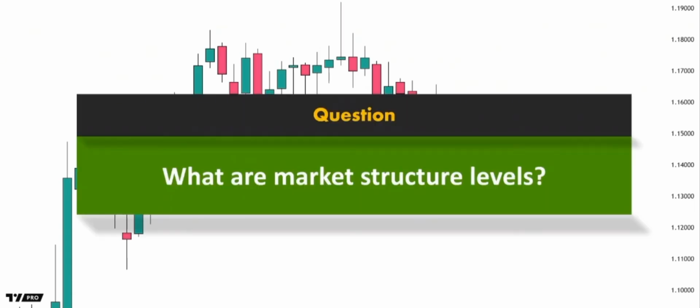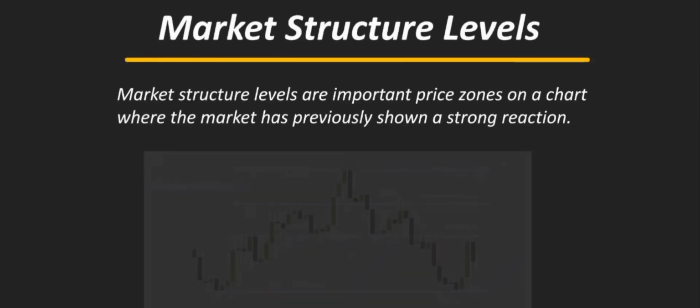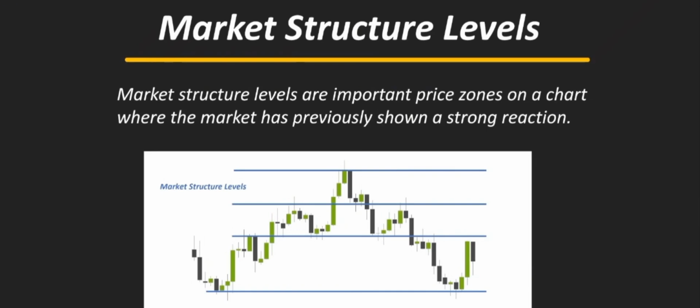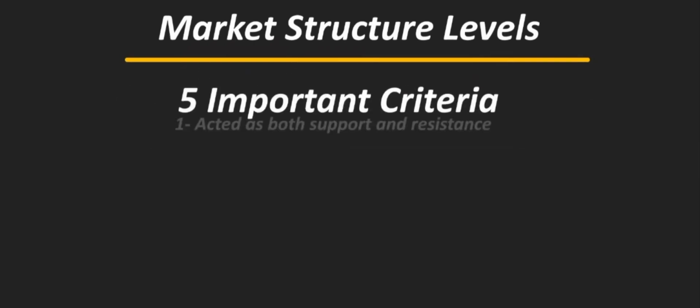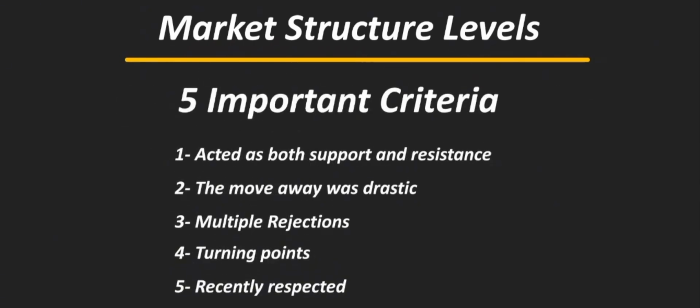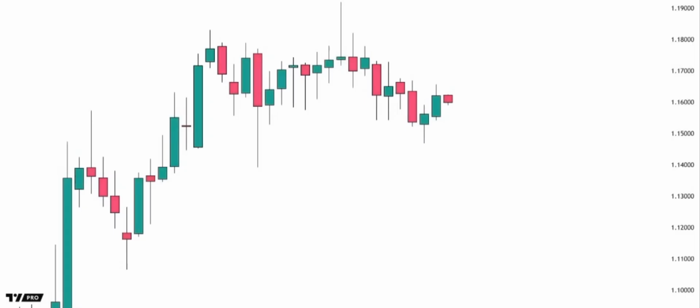But what are market structure levels? Market structure levels are important price zones on a chart where the market has previously shown a strong reaction. Every reaction can be identified as a market structure level, but here are 5 key criteria that make a level strong. Here we have the euro-dollar on the weekly chart.